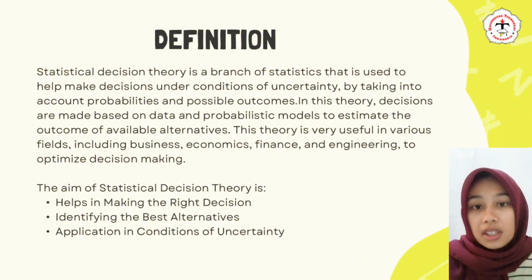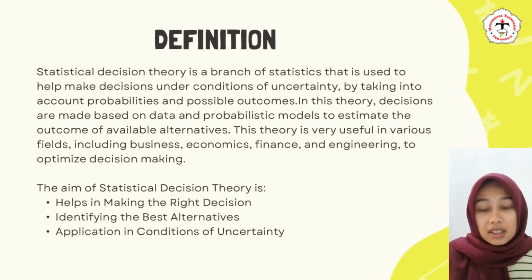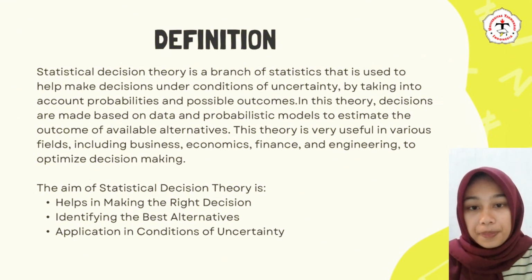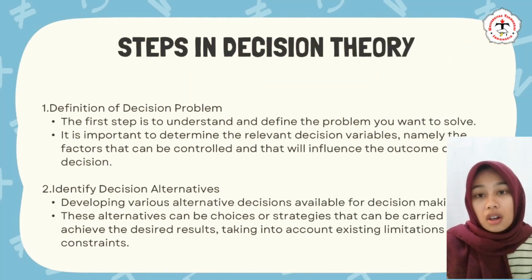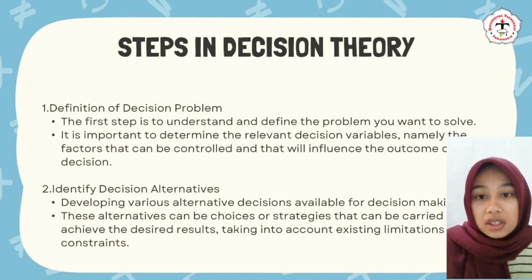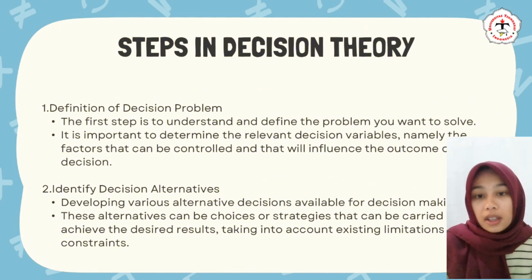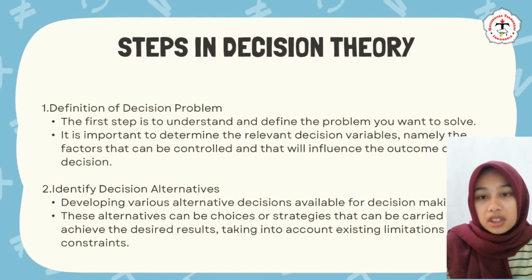The purpose of statistical decision theory is helping to make the right decision, identifying the best alternative, and application in conditions of uncertainty. Type of decision theory. Definition of decision problem. The first step is to understand and define the problem to be solved. It is important to determine the relevant decision variables, namely the factors that can be controlled and that will affect the outcome of the decision.